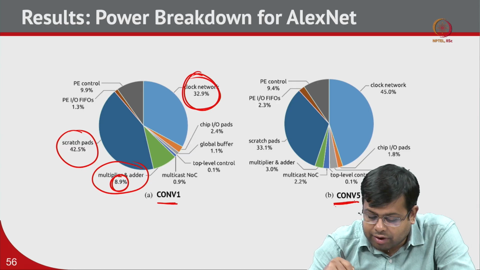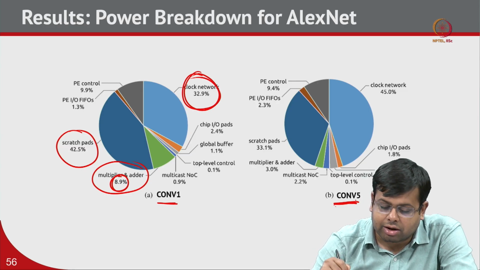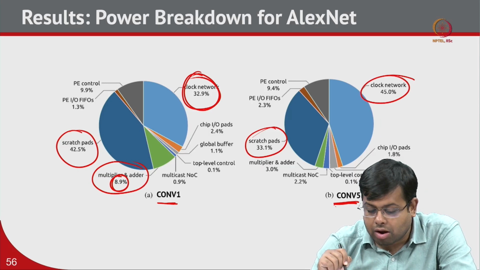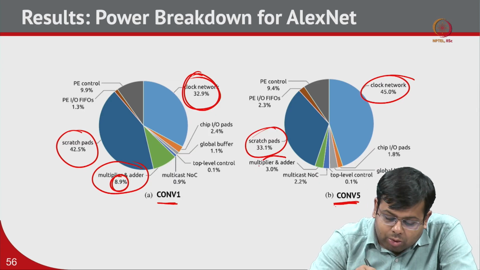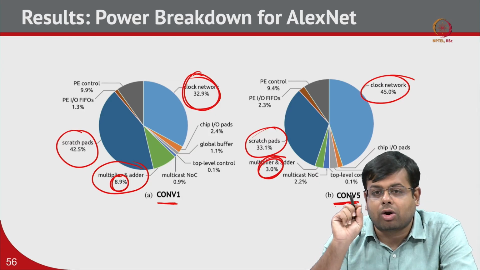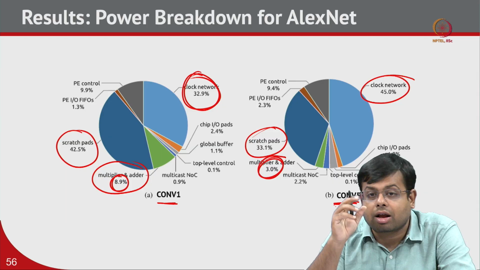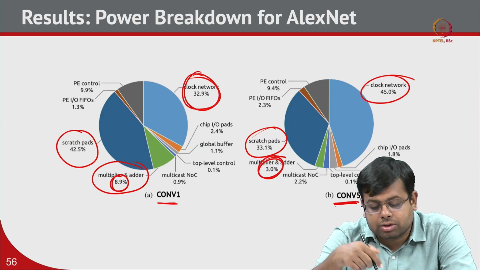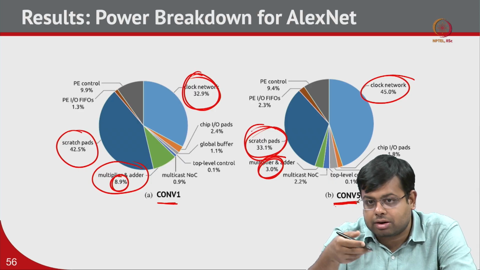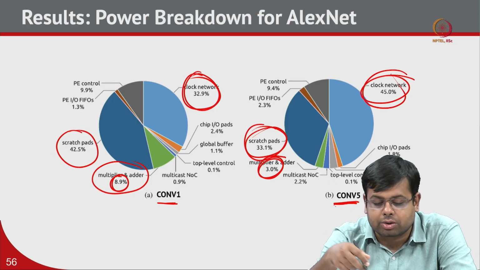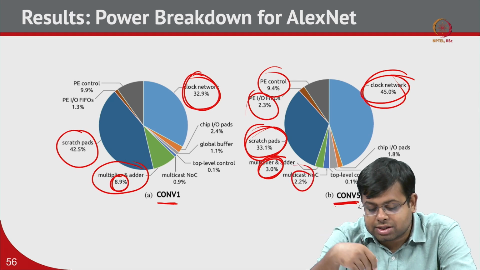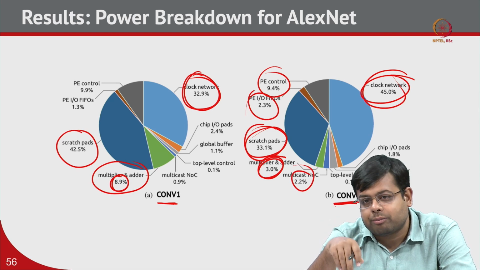For the fifth convolutional layer also you can see that 33% is taken by scratchpad, 45% is taken by clock. Multiplier and adder takes only 3%, a very small portion is going on to computation. Most of the power is going onto the buffer operation, the clock network, some control, FIFO, etc. So, only 2% has gone into computation, right.